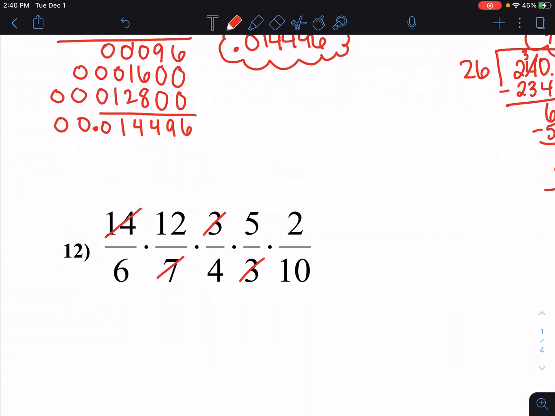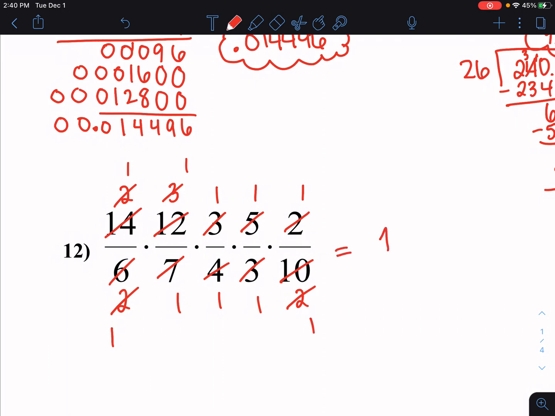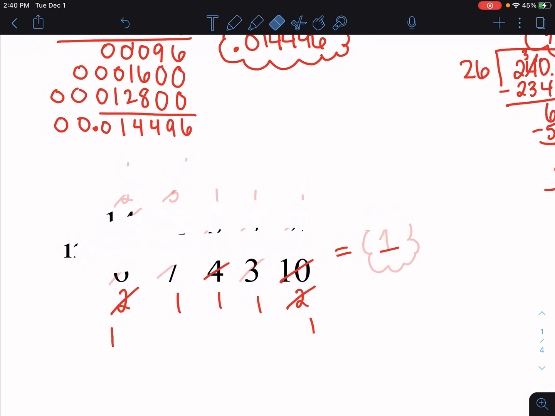So 14 and 7 have a 7 in common. 12 and 4 have a 4 in common. 5 and 10 have a 5 in common. 2 and 2 on the top and the bottom. And then we've got 3 and 6. And then 2 and 2. So it looks like my answer is going to be 1. Because everything cancels out.